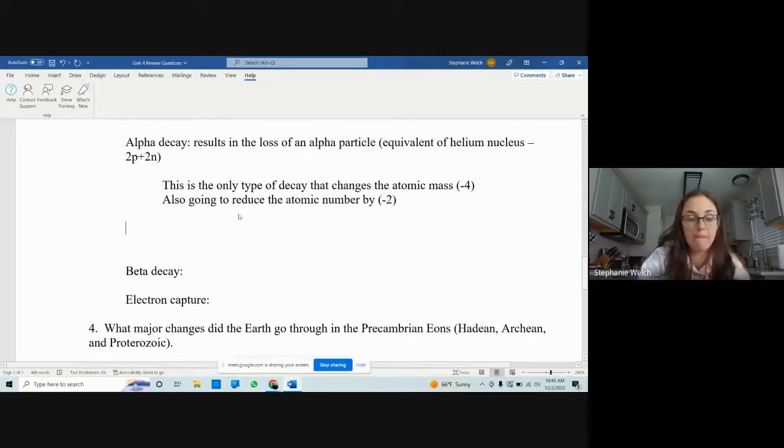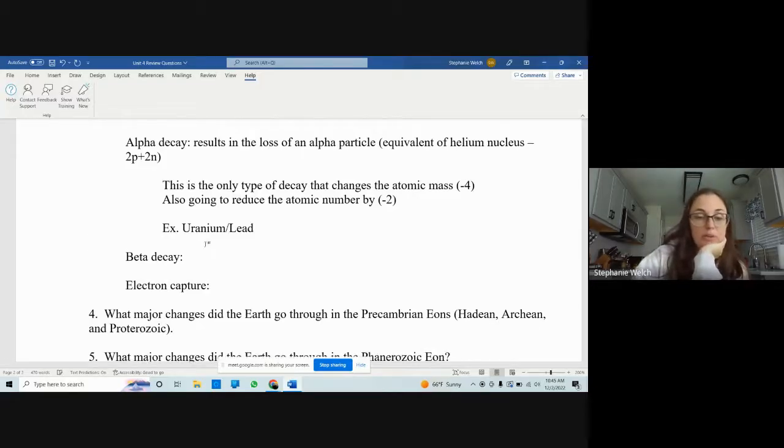So usually anything dealing with uranium, thorium, etc., is all going to be an example of alpha decay because you're always going to be really substantially lowering the mass of the atom.